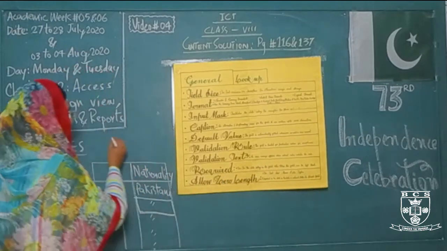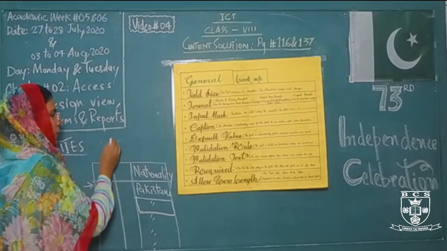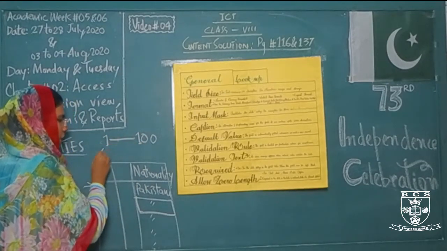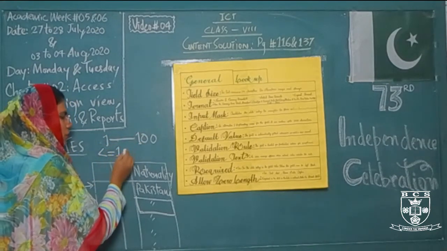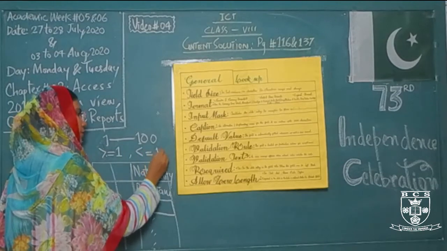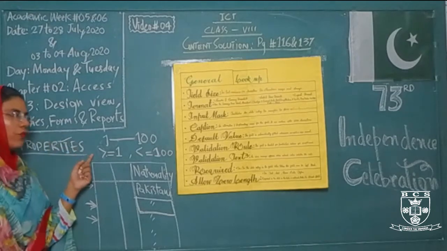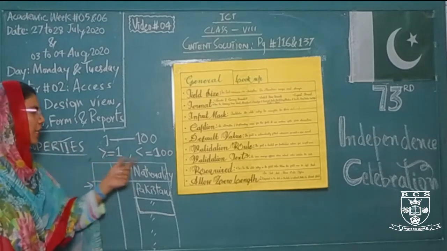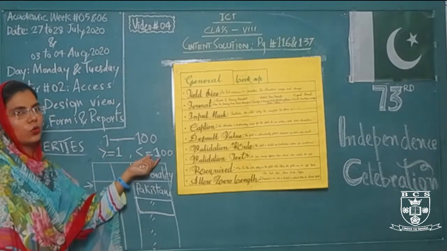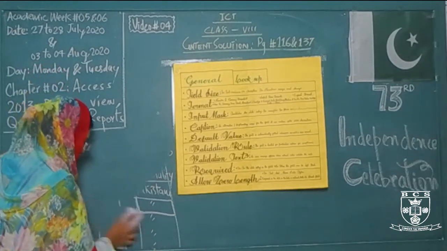So for example, if I have to add a number from 1 to 100, what is the validation rule for this particular range? This is greater than or equal to 1, and then less than or equal to 100. The number or data we are going to enter in the field, where I have mentioned my range from 1 till 100, should be greater than or equal to 1, and it should be less than or equal to 100. So this is the way through which we write our validation rule.